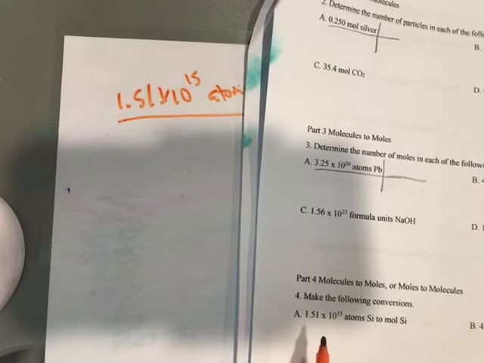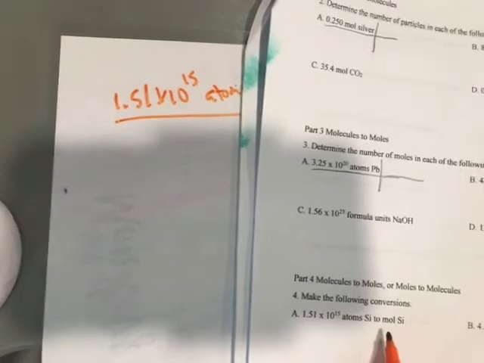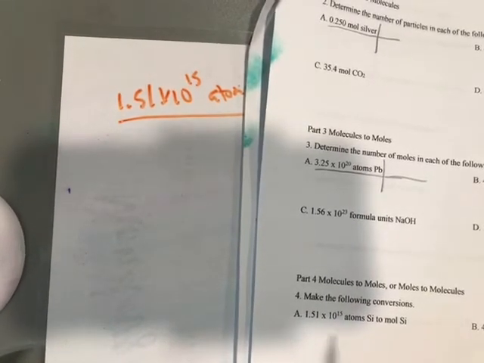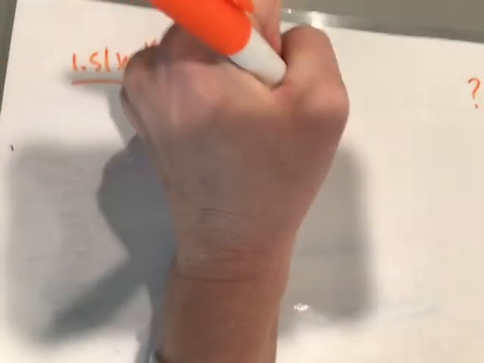All right, then I need to figure out what it's asking me to find. For A, it says blah, blah, blah, atoms of silicon. That's how much I have. It wants me to convert it to moles of silicon. Okay, so it wants me to convert it to moles of silicon. So that's my unknown. Question mark, moles, silicon. Third step, Snoop Dogg, drop it like it's hot.